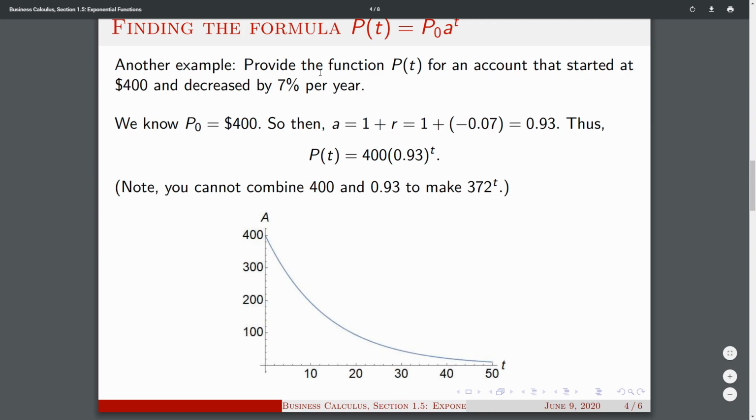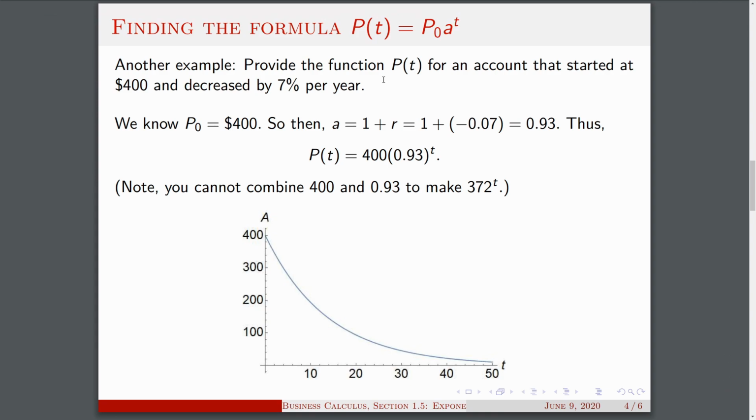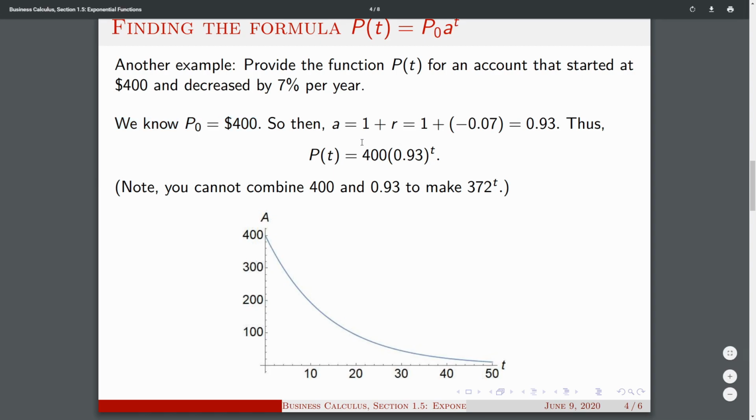All right, so it describes what's happening with this function here. It says the account started at $400 and decreased by 7% per year. So in this case, it gives us the rate. It gives us r. But in the formula, there is no r. There's only an a. So we need to use that formula that a is 1 plus r, given in the beginning. All right, so we have the initial amount. So I know that part of the formula. And then to get the growth factor, I'm just going to add 1 plus the rate. Now, it says it's decreasing, so we would count the rate as a negative number in this case.